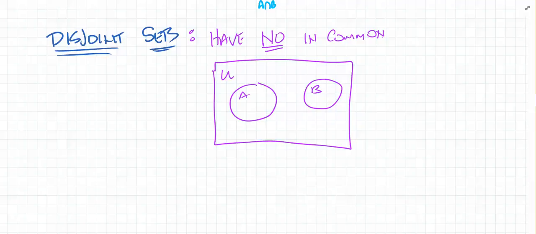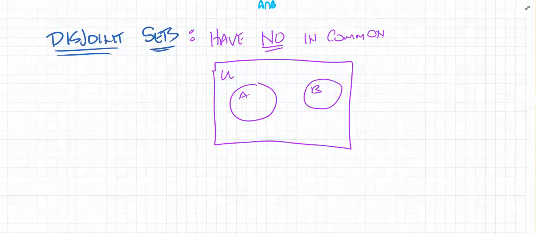That's what disjoint means. So it's not necessarily everything outside. It's sort of outside the respective set A and set B if they have nothing in common, okay? So in this case, A and B are disjoint sets because they have no elements in common.